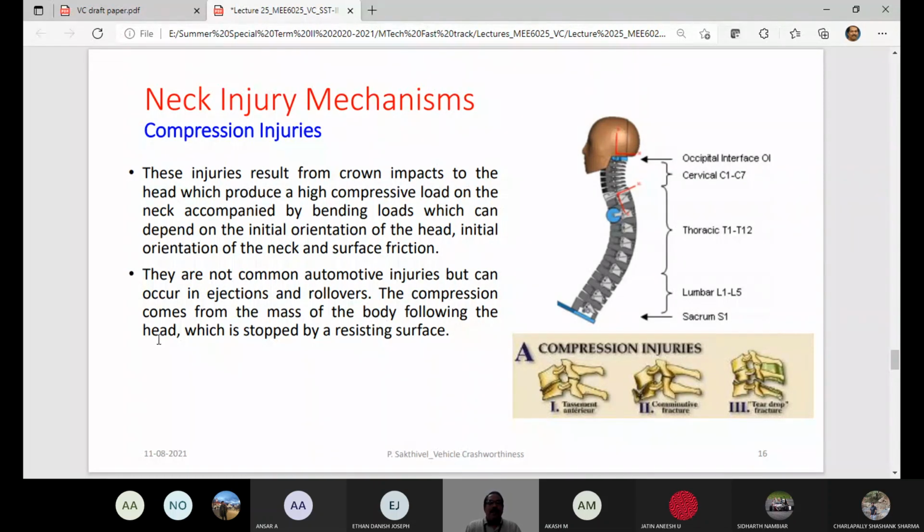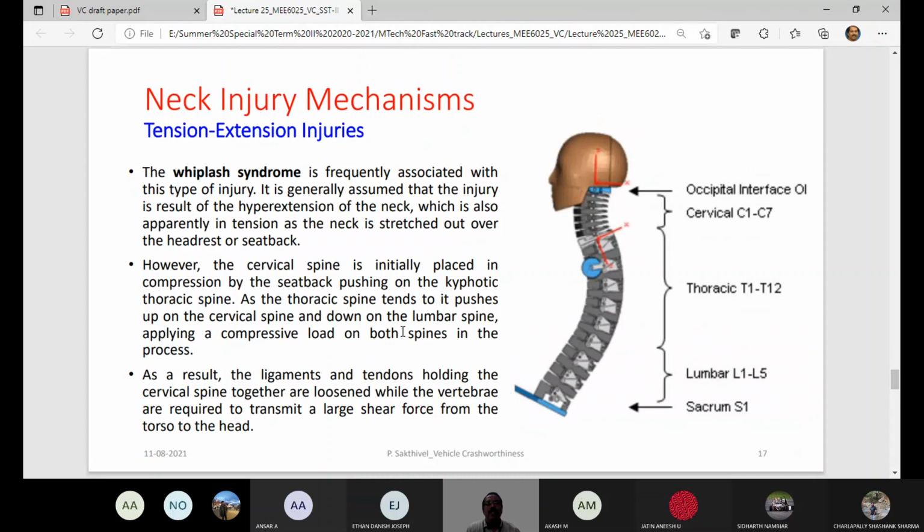The compression comes from the mass of the body following the head. So in a rollover case, your head is on the roof and you are upside down, your entire body load comes on your head. That's where you get such kind of compression injury, which is stopped by the restricting surface. That's the roof itself, right? So this is what we say are compression injuries, and tension extension injuries.